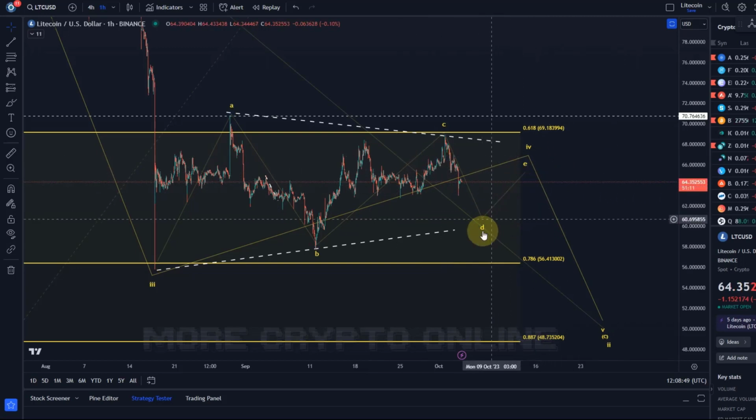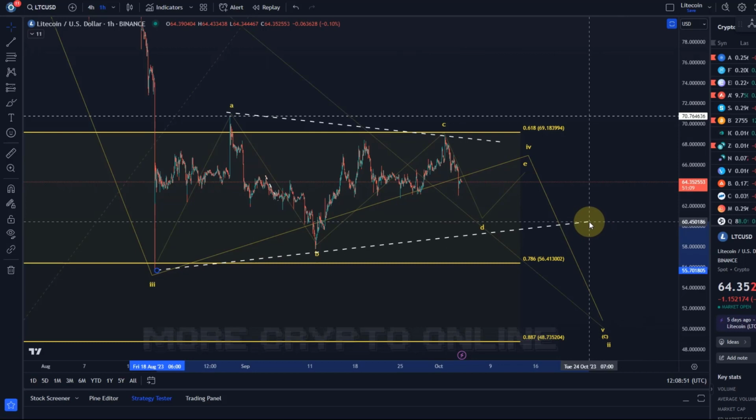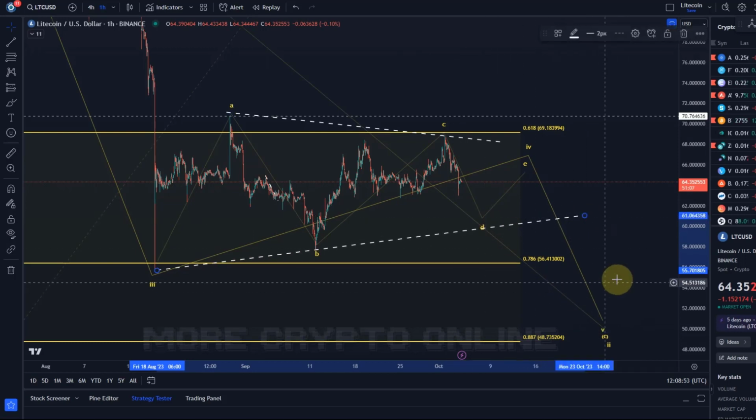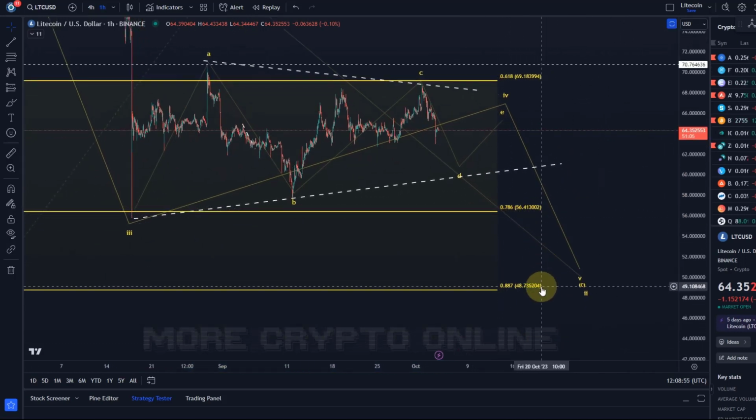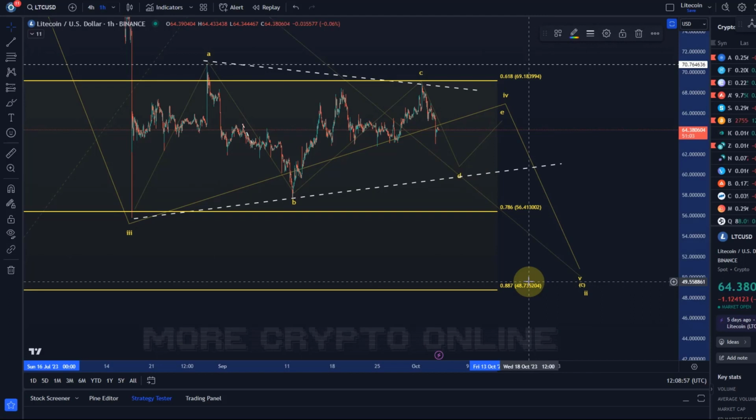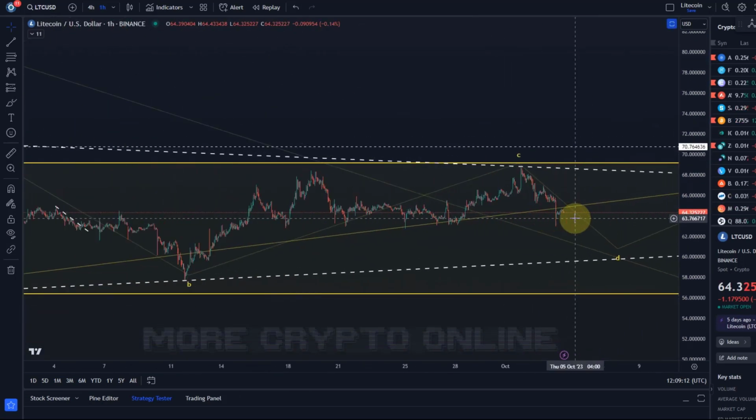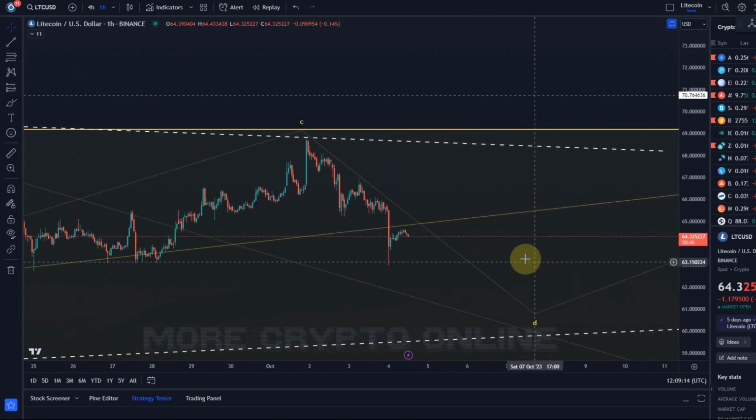But the expectations according to this triangle are that we are going to see a break to the downside, hitting $56 or $49, which is the 88.7 Fibonacci retracement level on this chart. That would be the ideal target, essentially. Ideally, we want to avoid a sustained break below $56 already. But the best I can tell you at the moment is that this D wave is likely unfolding.